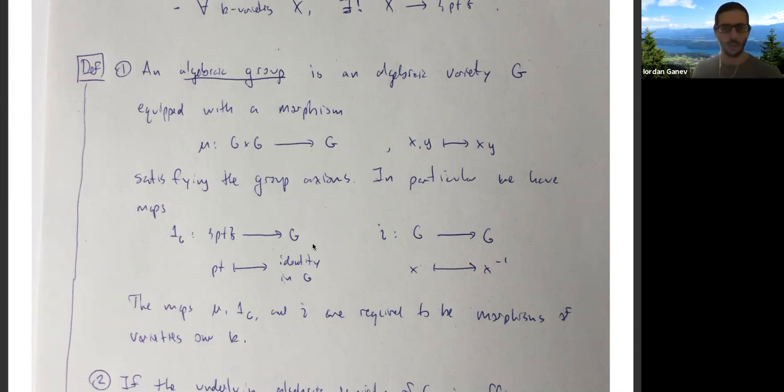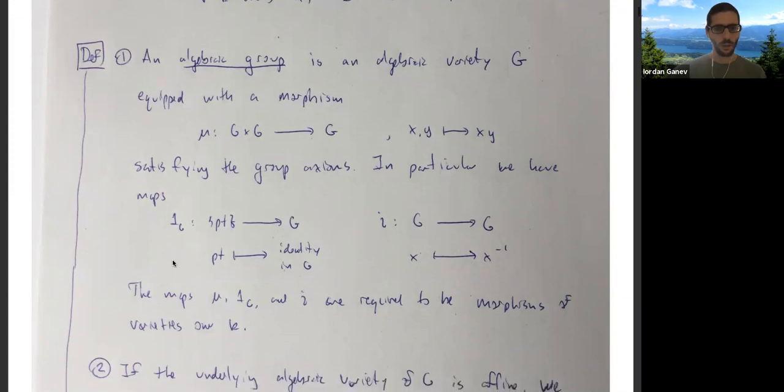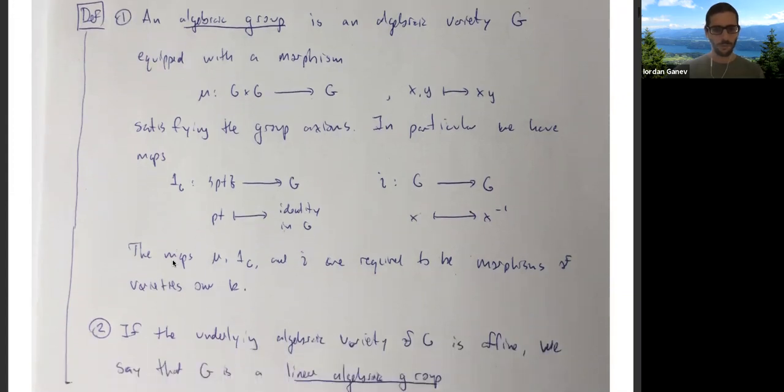All these maps, especially mu and the inverse, have to be morphisms of varieties over K. So all the structure is reflected in these maps. Okay, so that's an algebraic group.